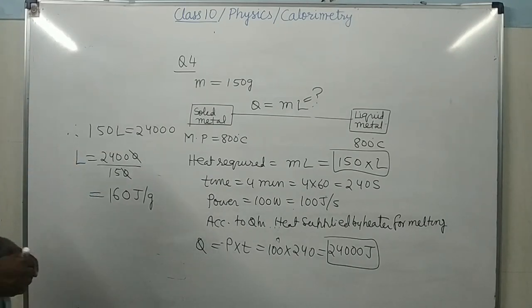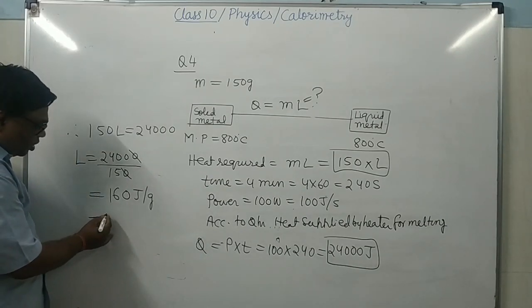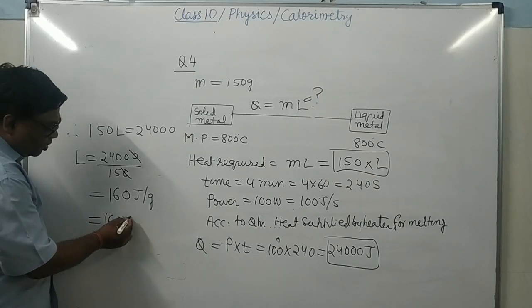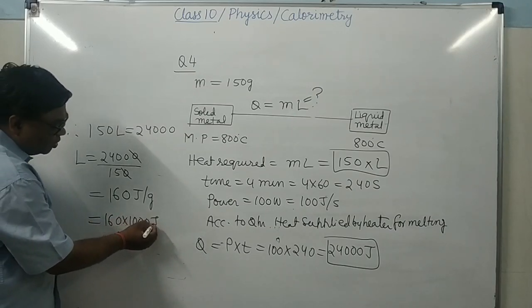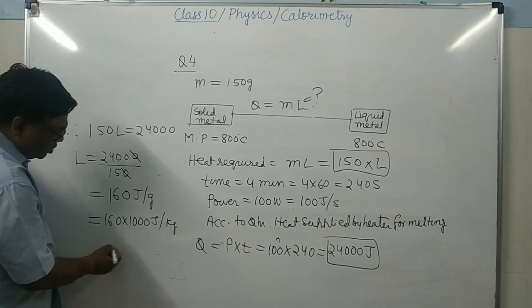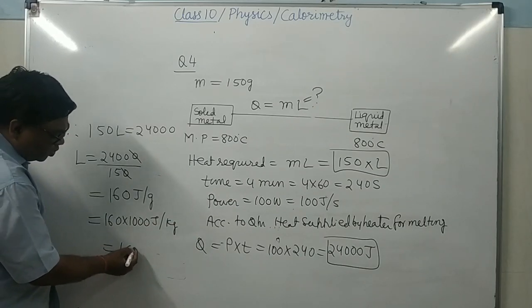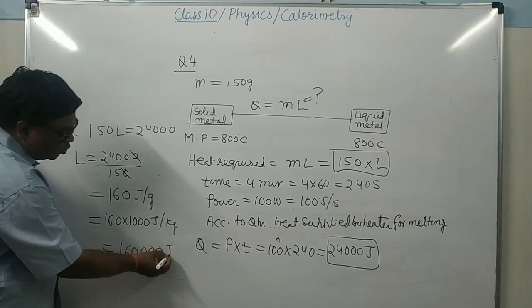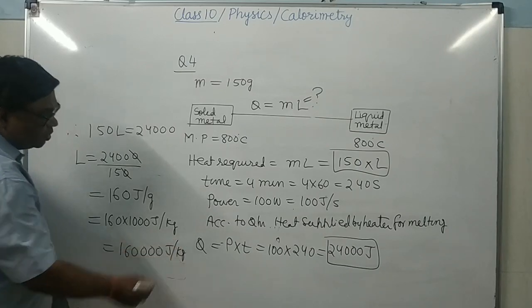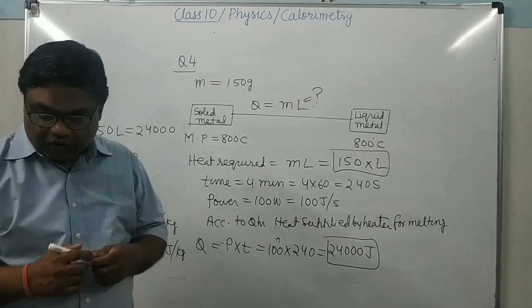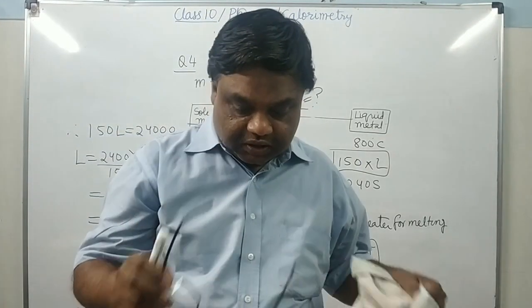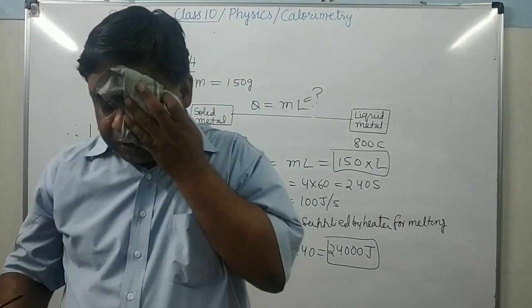If you have to convert in kg, how will you convert? Multiply by 1000. That is 160,000 joule per kg. So this way you can convert in kg. It's clear? Now see here.